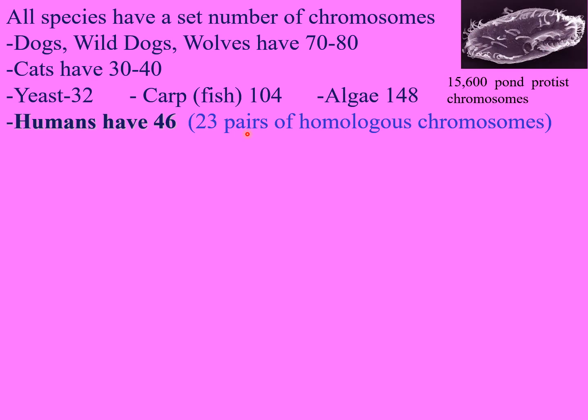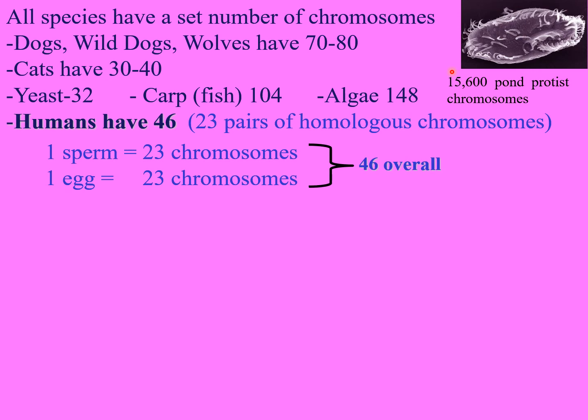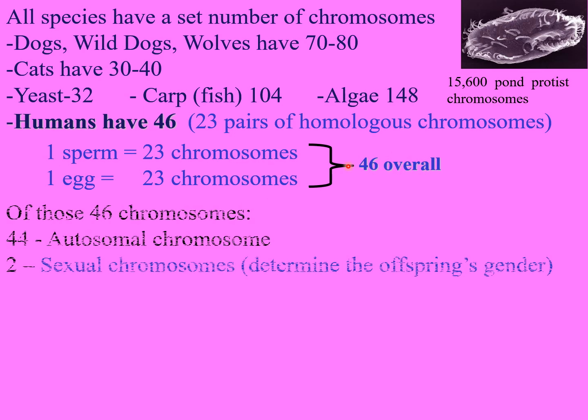Something as simple as a pond protist here sets the record at 15,600 chromosomes in just its one-celled body. So again, number of chromosomes, or amount of DNA, if you want to think of it that way, does not correlate to how complex an organism is. When it comes back to humans, when we say we have 46 chromosomes, that means that when you were originally that initial zygote, 23 of the chromosomes you inherited from your father's side, the sperm, and 23 from your mother's side, the egg. So 23 and 23 gives you 46.